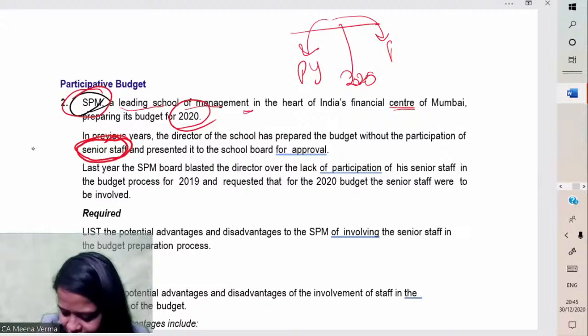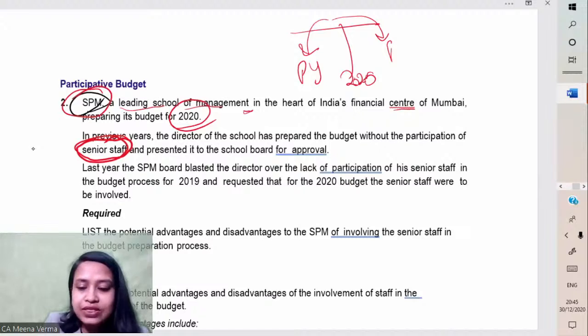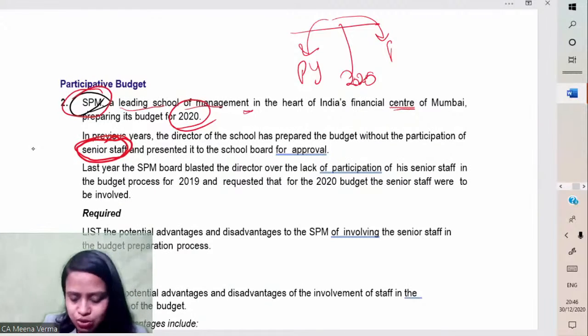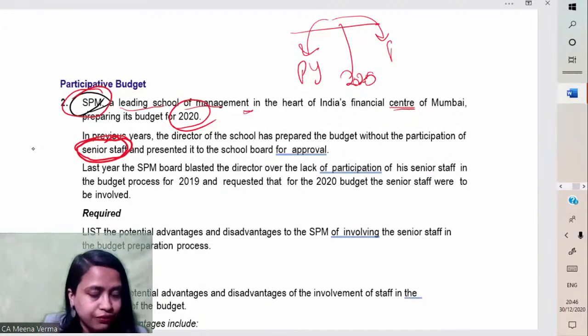This is the point I want to discuss. Without involvement of senior staff, the chances of introduction of budget slack may increase. See, if you students are working and you have not involved your parents or your teachers, the chances of manipulation may increase. Similarly, if you have not involved the senior staff, the chances of manipulation and budget slack may increase.